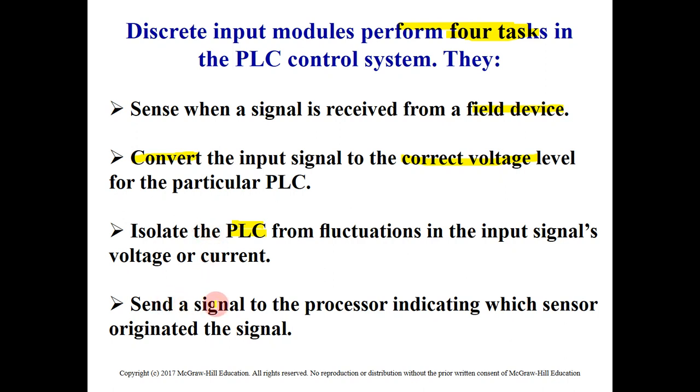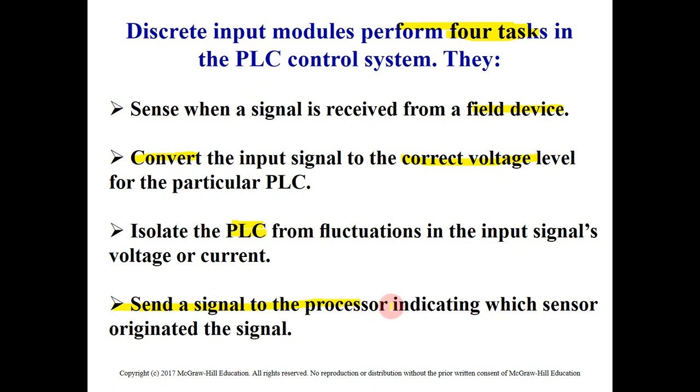Then send the signal to the processor indicating which sensor originated the signal. When we say send the signal to the processor, since the discrete input will receive signals from many sensors, maybe 100, maybe 1,000 sensors or switches, each sensor has its own address. This address will be known because it's connected to a specific terminal in the discrete input module.